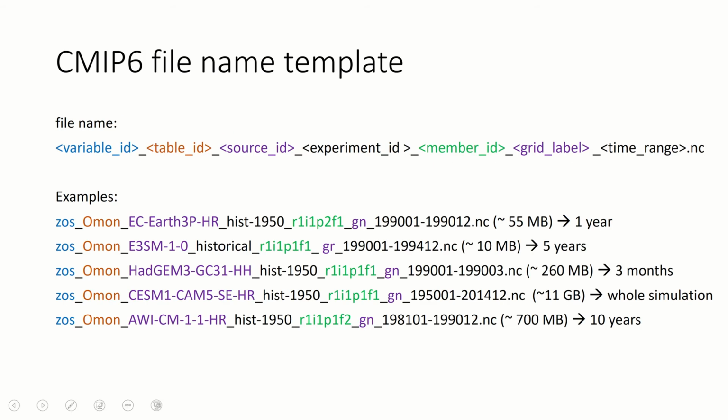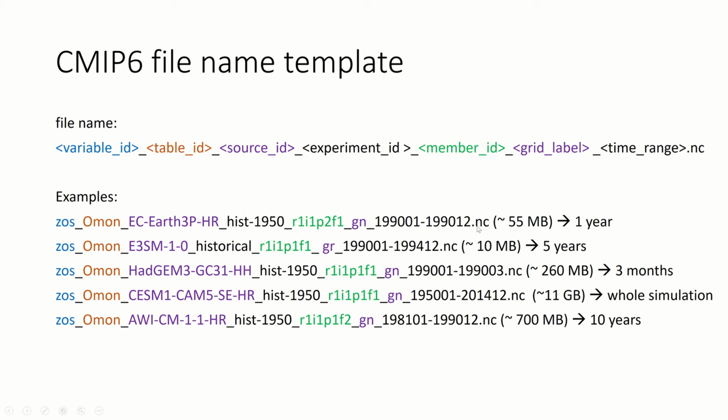So the file name template, we already went through this in the previous video. You have your variable ID. Your variable ID here is ZOS, surface height above geoid. The table, for example here, is ocean monthly. The source ID is the name of your model, so you have different ones. And the experiment, this is the historical 1950. The member ID is the ensemble member, a member of your ensemble. And here is some information about your grid. So this is the native grid, for example, or this is regridded data. And the most important part here is the time range.